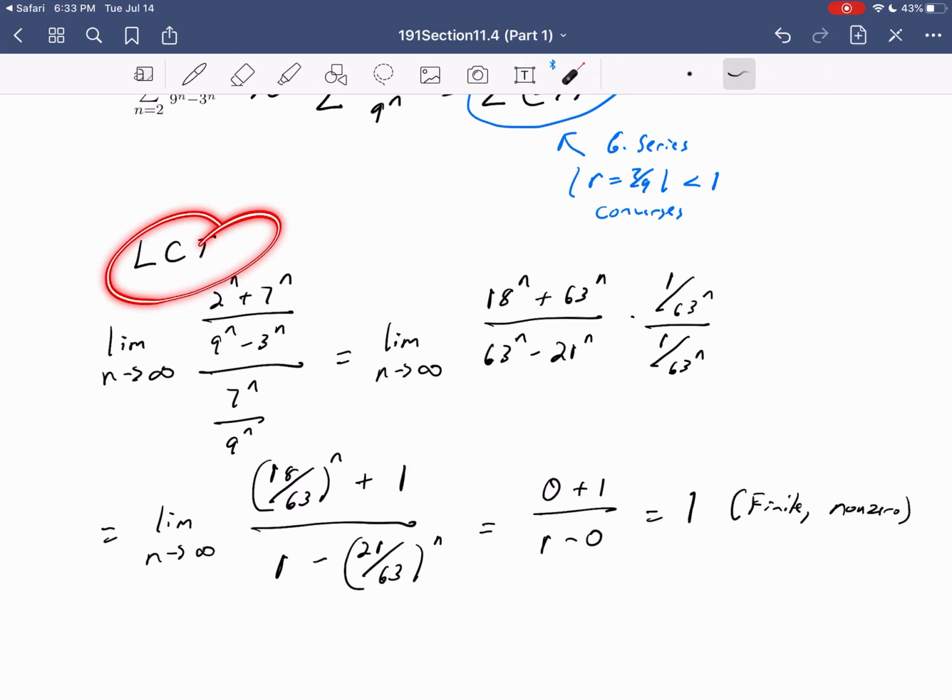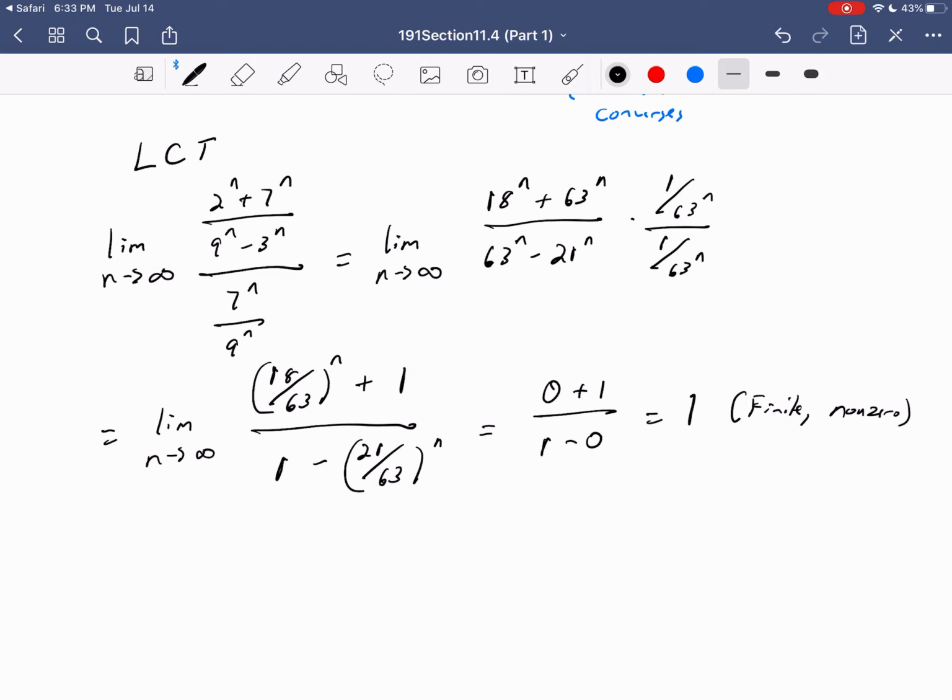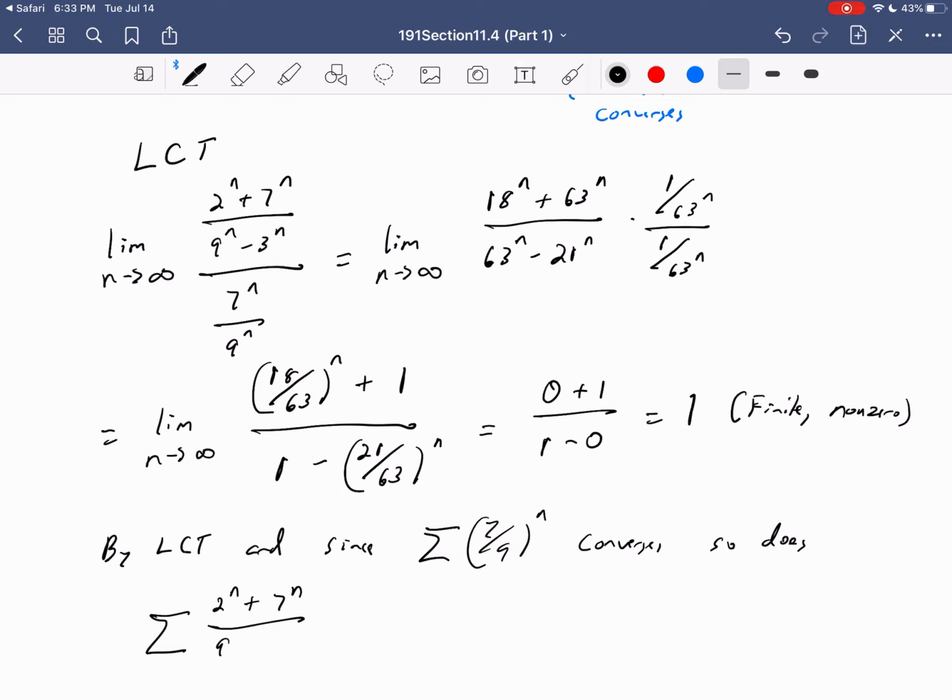And all we care about is that it's finite and non-zero, which it is. LCT always requires that this limit comes out as finite and non-zero. If it came out as 0, if it came out as infinity, if it came out as does not exist, then the LCT doesn't apply, meaning we get no information. In this case, though, we could say by LCT, and since the sum of (7/9)^n converges, so does the sum of (2^n + 7^n) over (9^n - 3^n).